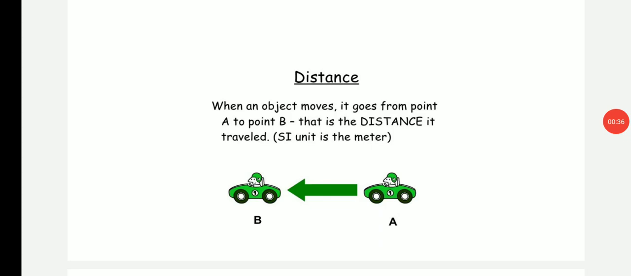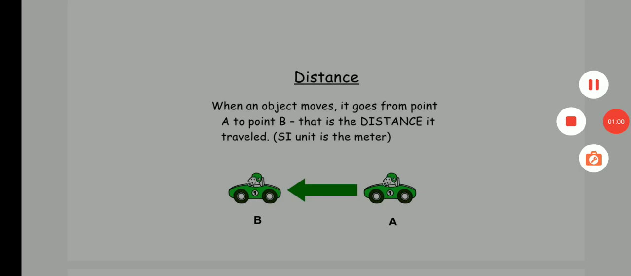Let us once again recall what distance is. In this image, if the car is moving from point A to point B, the distance is the distance between point A and point B. We have already learnt distance is a scalar quantity and it doesn't have any direction. The SI unit of distance is meters.